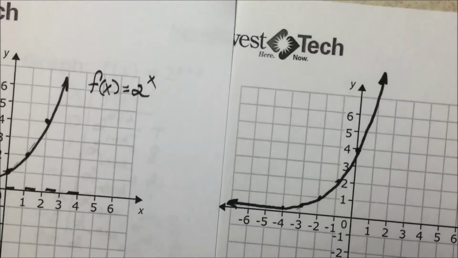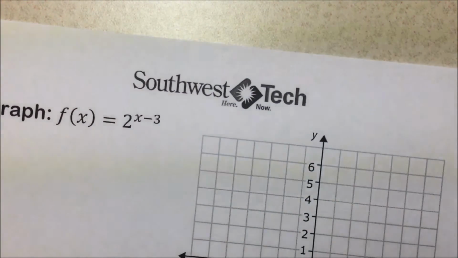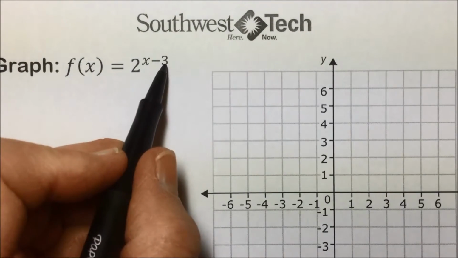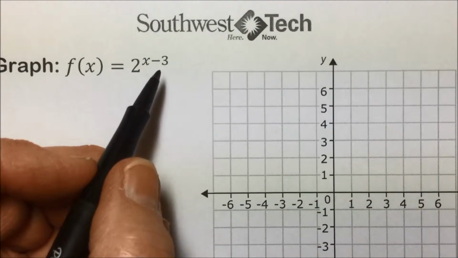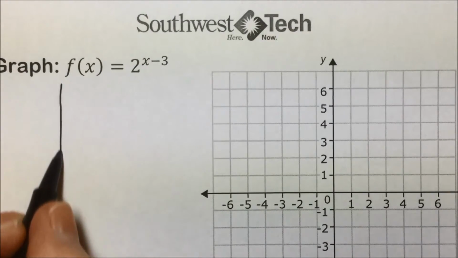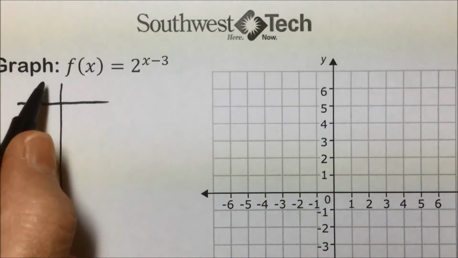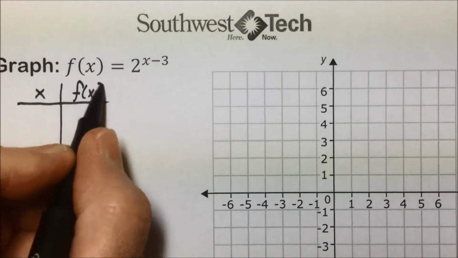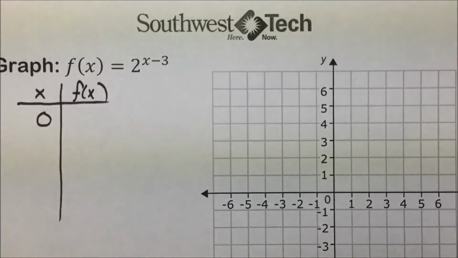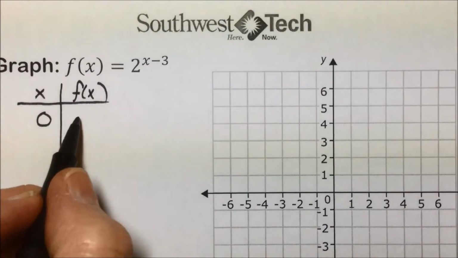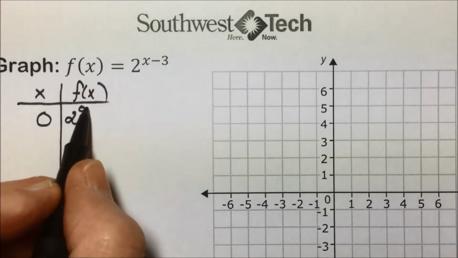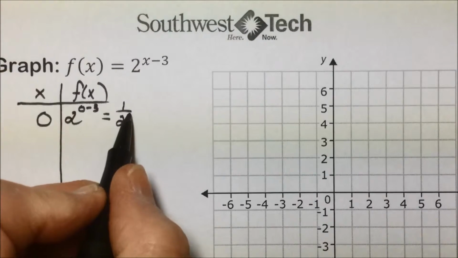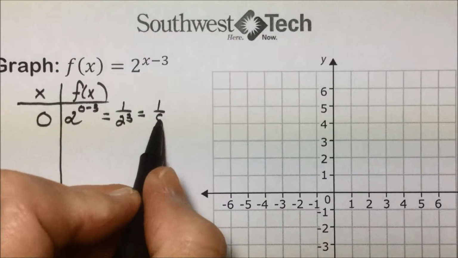Let's see what happens when we take an exponential function, and this time instead of adding to our exponent, we subtract from our exponent, and see what kind of effect it has on our graph. Again, we'll plug in some values to get a sense of the shape of this graph. So we'll have 2 to the 0 minus 3. That leaves 2 to the -3. That's 1 over 2 to the third power, which is 1/8.